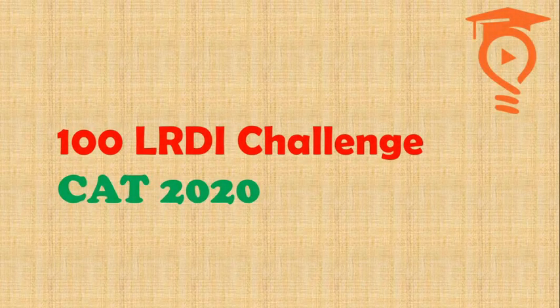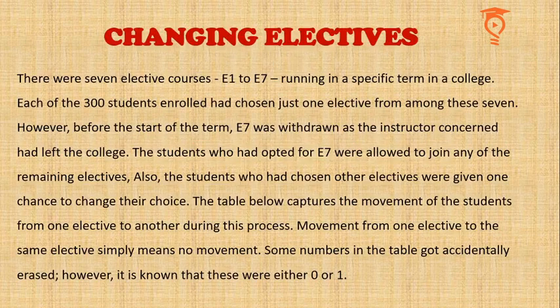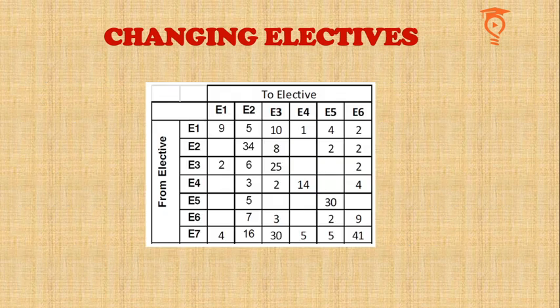My name is Mayank Raj Singh and you are watching the 37th video of the 100 LRDI challenge for CAT 2020. The name of the video is Changing Electives. The data starts from here and will go on for 3 slides. Please read it, including the last slide.